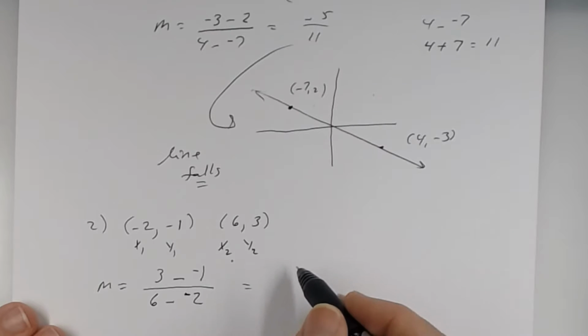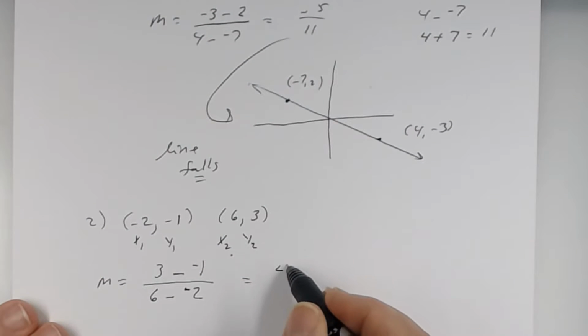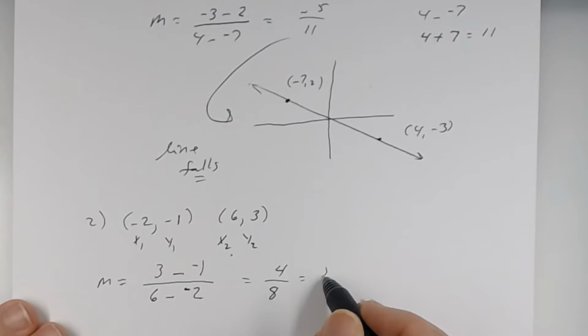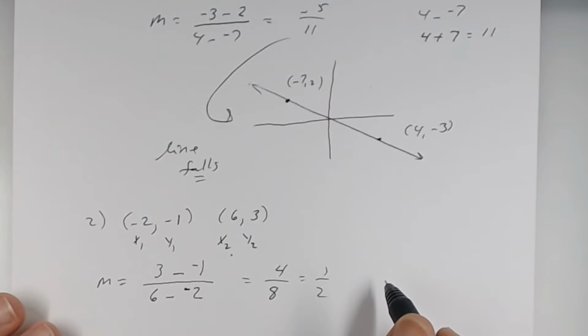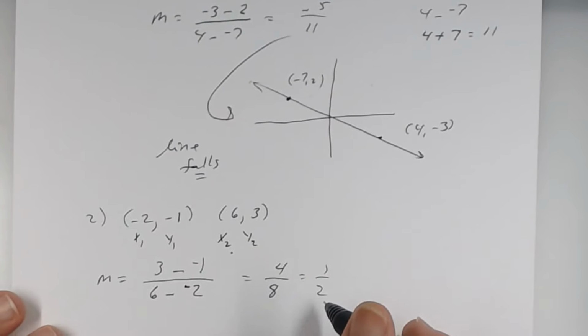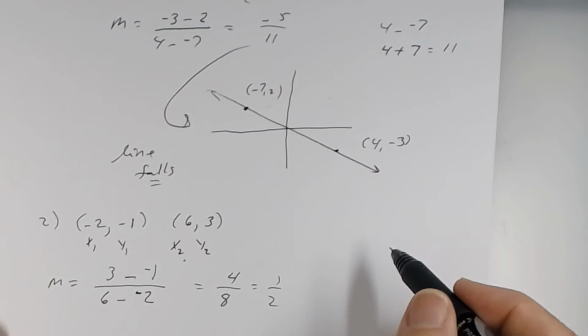What's the numerator? What's 3 subtract a negative 1? And what's 6 subtract a negative 2? 8, which reduced is 1/2, right? 1/2. Now you notice that this time the slope is positive. So let's see what happens if the slope is positive.